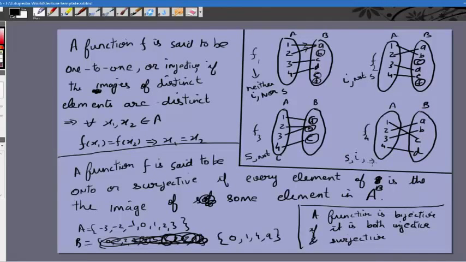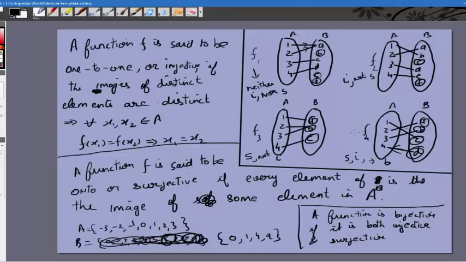And this one is both surjective and injective, therefore it is bijective. Obviously it is one-to-one. 1 goes to C, 2 goes to A, 3 goes to B, 4 goes to D. No two arrows have the same endpoint. But it is also surjective because A is the image of some element, B is the image of some element, C is the image of some element, and D is the image of some element.